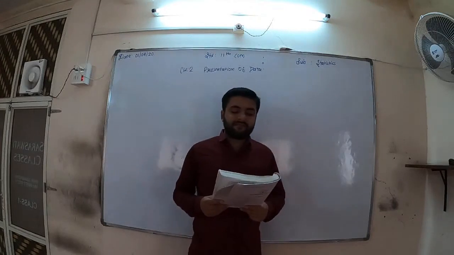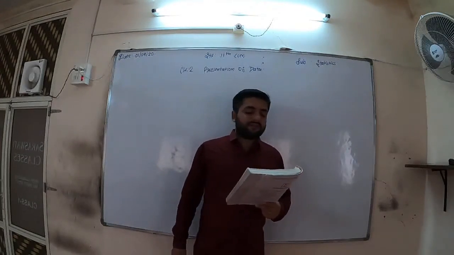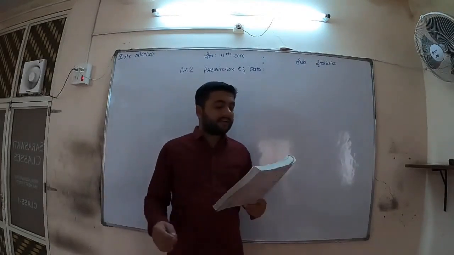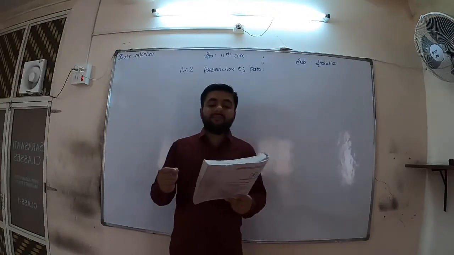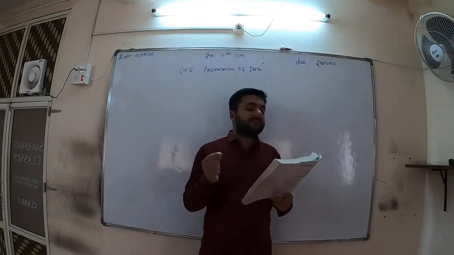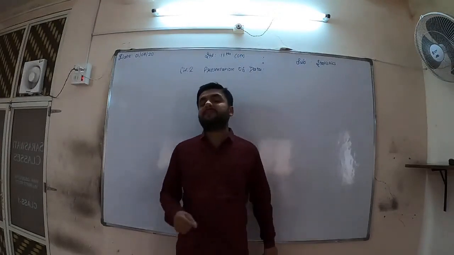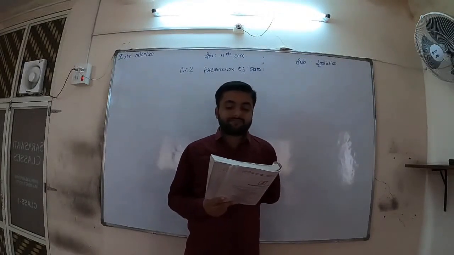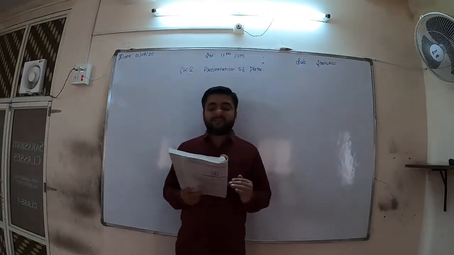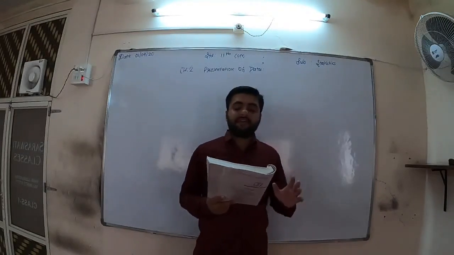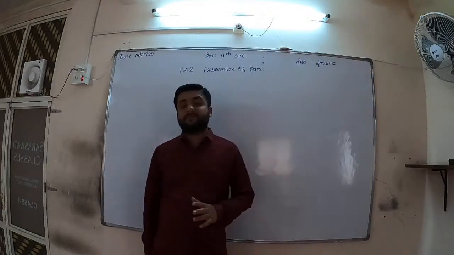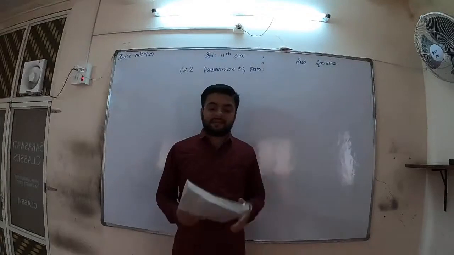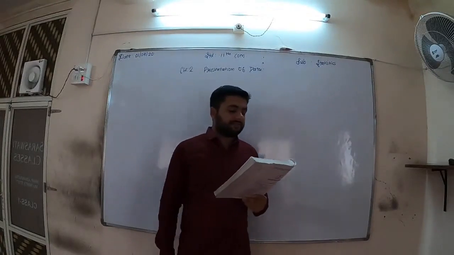If a variable can assume definite or countable values within the specified range, it is called a discrete variable. Now you may underline this. If a variable can assume definite or countable values within the specified range, then that data is discrete data. Example we don't need. In the next line it is written, if a variable can assume any value within the specified range, it is known as a continuous variable. A fixed value, then discrete, and a specified range, then continuous. Again, an example is not required.